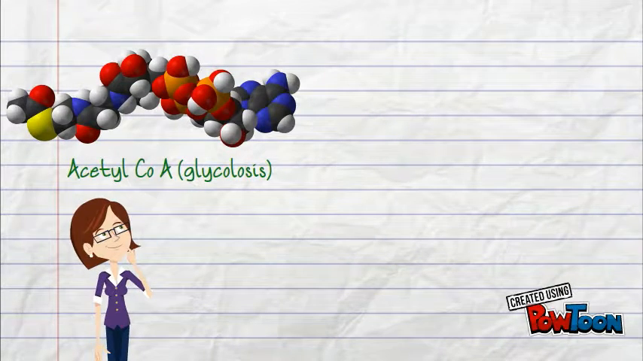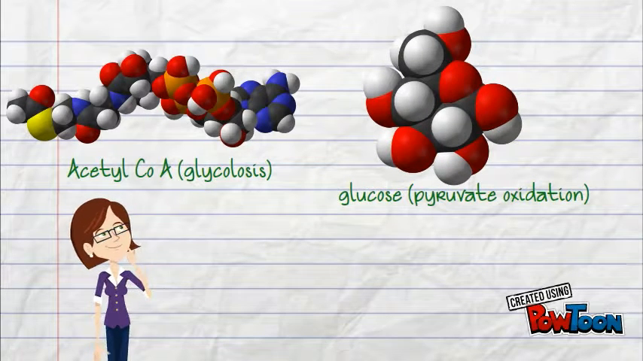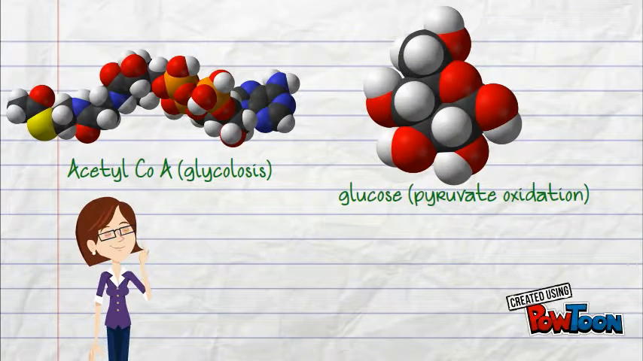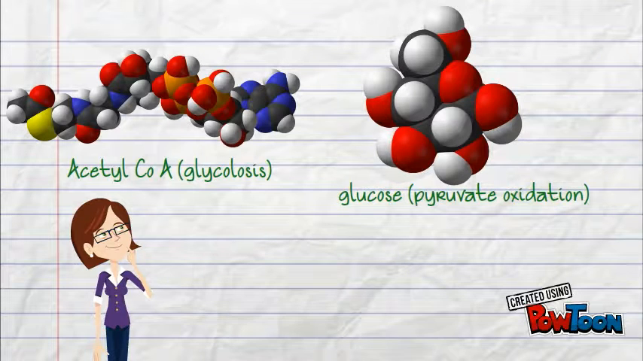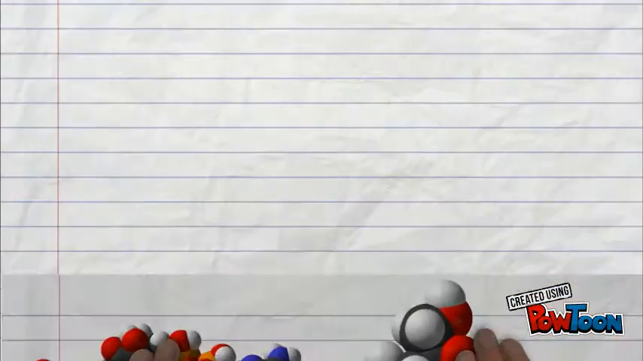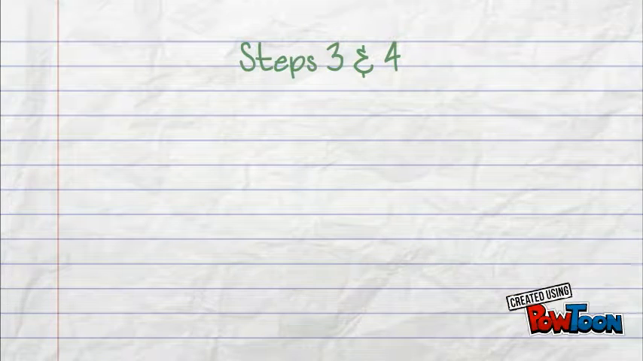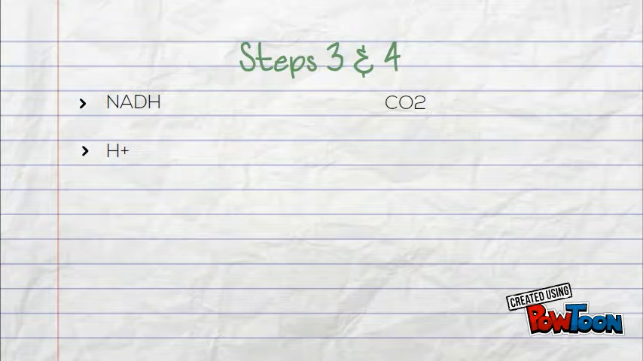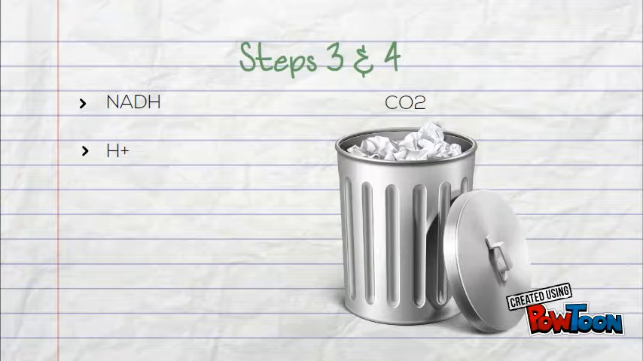To start, 2 acetyl-CoA molecules from glycolysis and the pyruvate oxidation enter the cycle to react with an oxalacetate to form a molecule of citrate. In steps 3 and 4, it is then oxidized, releasing the NAD+, and it also reduces the NAD+ to NADH and a hydrogen, also releasing a carbon, producing carbon dioxide, which is then moved to waste. This happens in both steps.